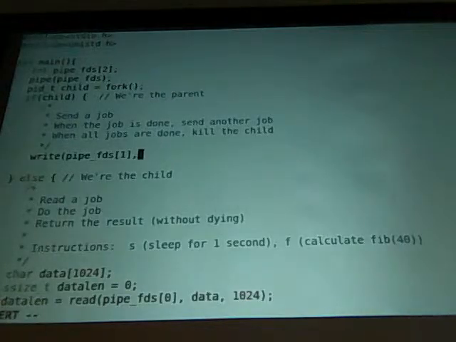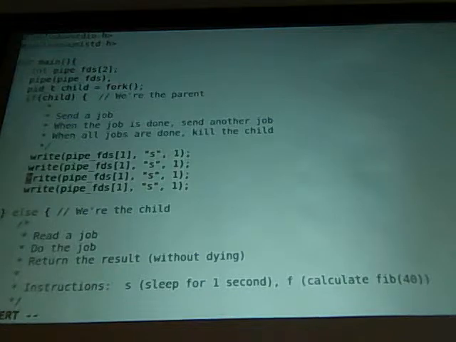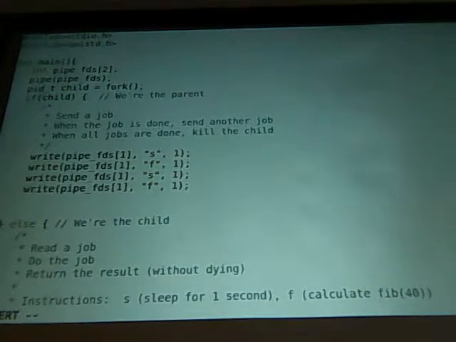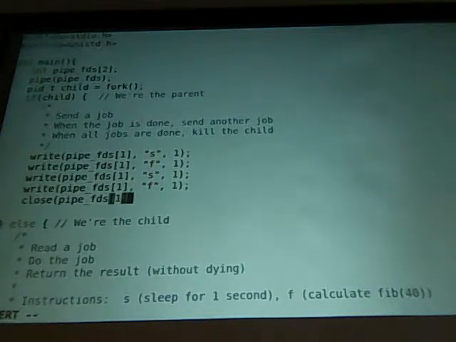Okay, so we'll write something to it. Say we want it to sleep. And the length of data we want to write is 1. And that's it. That's how we send it an instruction. And we'll say sleep, do the Fibonacci number, sleep, and the Fibonacci number. And then after that, we're done. Okay, go ahead and close it.